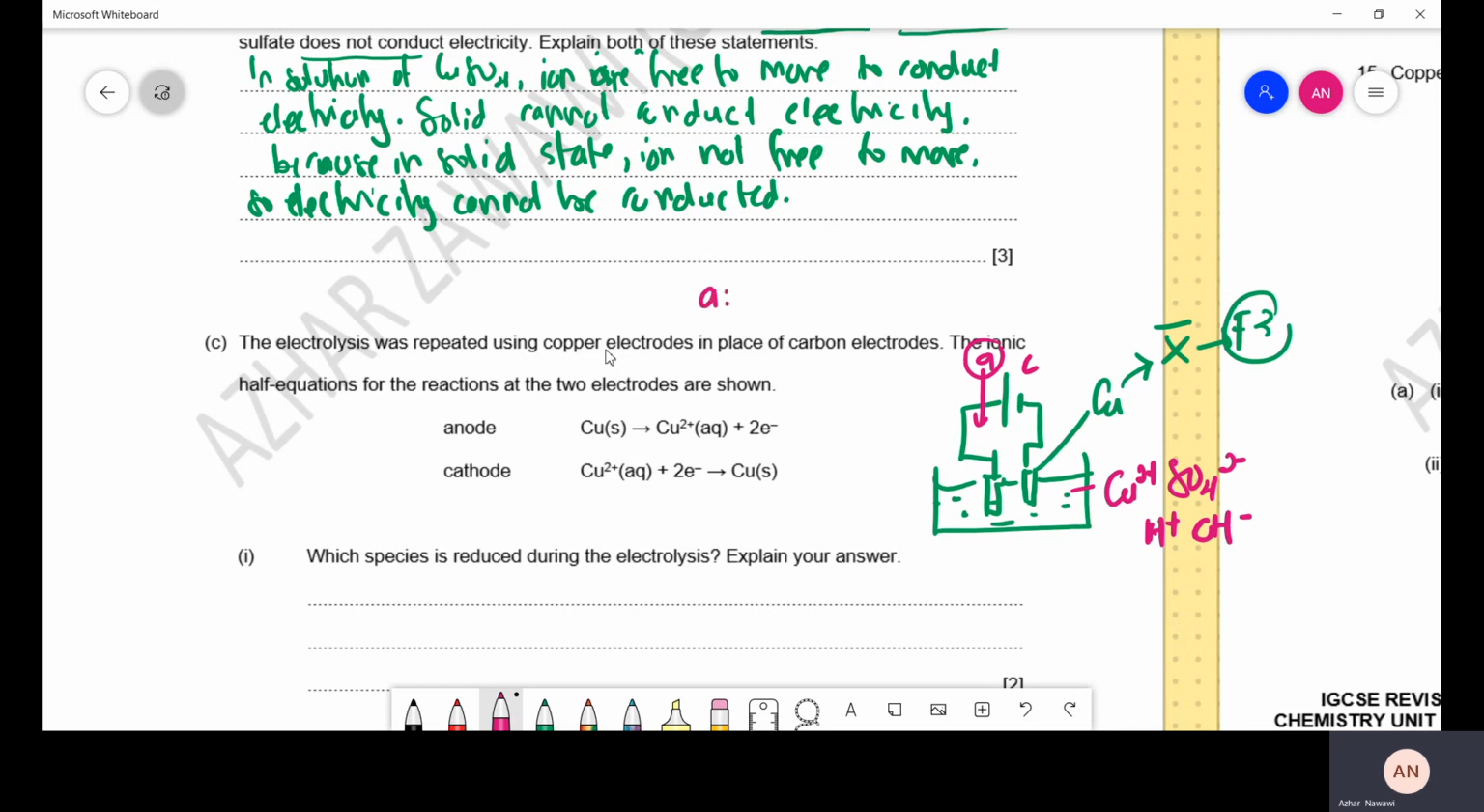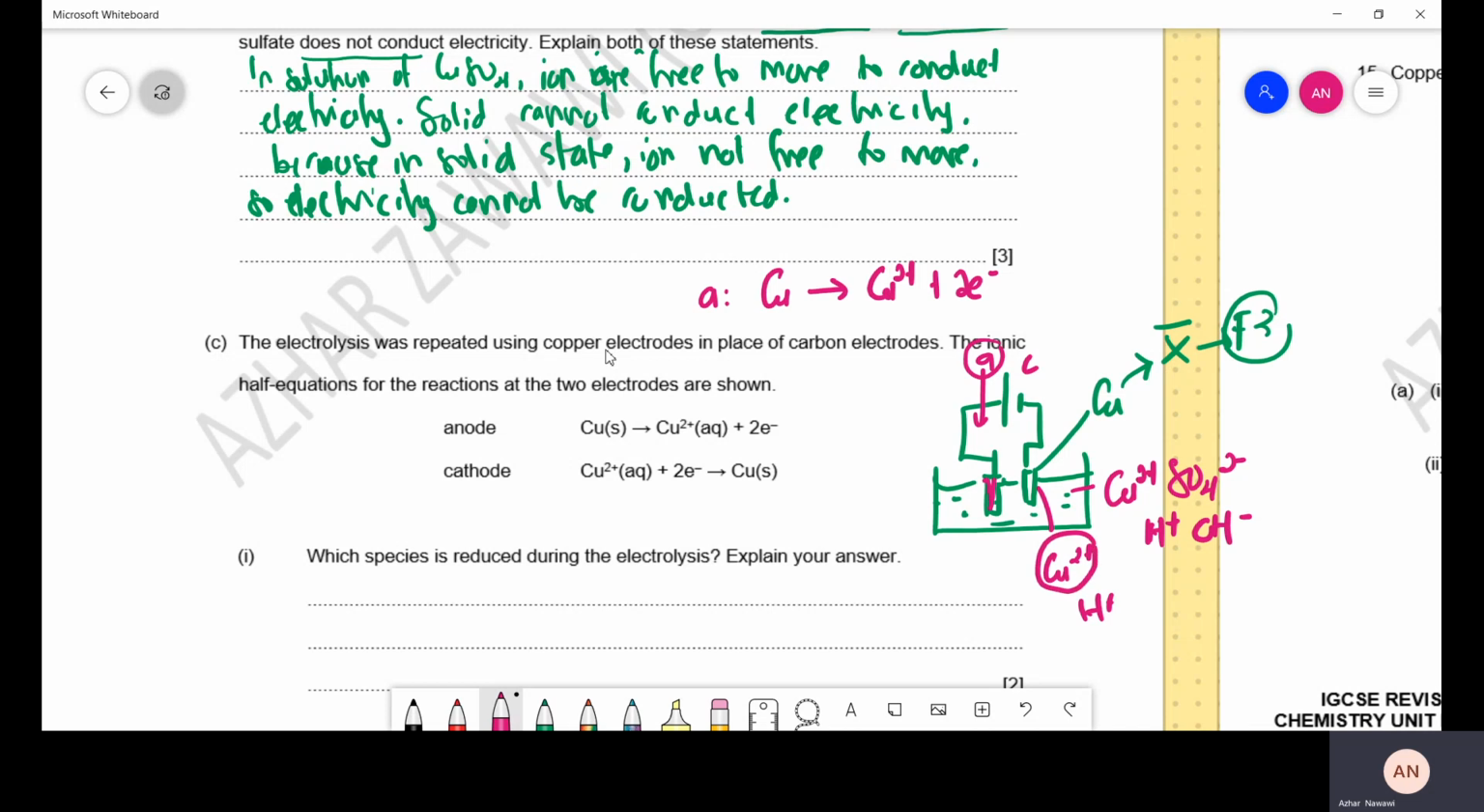Okay, at the anode, you have Cu, the solid electrode. They become Cu2+, they ionize in the liquid. So after a long time, you see they become thinner. This one, for the cathode, no problem. Cathode, who will come to the cathode? You will have Cu2+ and H+. So the one that you choose is Cu2+.